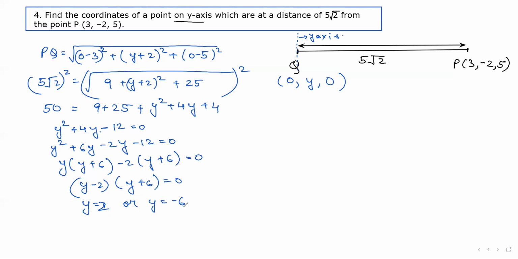So there are two values of y in this scenario. Therefore, the required points will be: Q is equal to either (0, 2, 0) or Q will be (0, minus 6, 0). Hence, this is the required answer. That means this point and this point both are at a distance of 5 root 2 from point P.